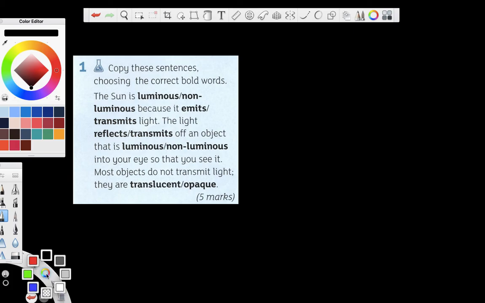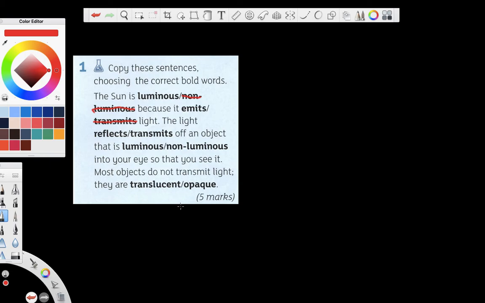So I'm going to change my pen to red and I'm going to cross out the ones that you should have had. So the first one should have says, the sun is luminous, because it emits light. Remember, the sun generates light. It doesn't reflect it. It generates it. Therefore, it emits light.